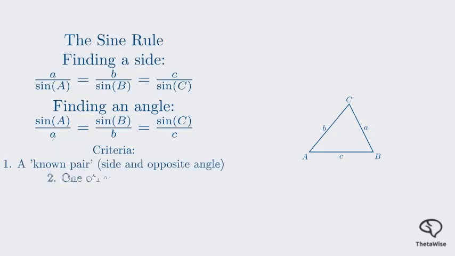So, how do we know when to use it? You need what I call a known pair, that is, one side and its opposite angle both given to you, plus one other piece of information.